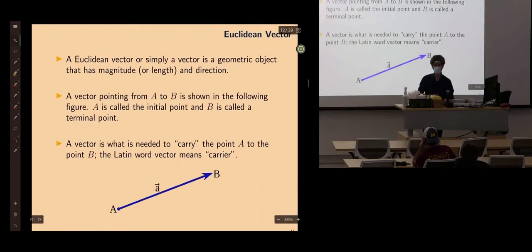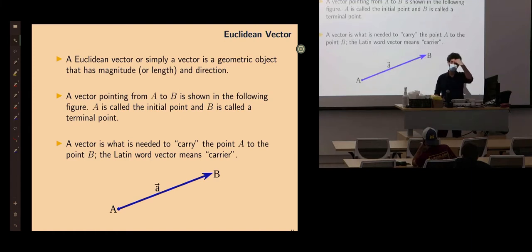All right, so let's call the previous examples points. We could identify each point in the space, whether 1D, 2D, or 3D, using 3 independent coordinates. Now let's talk about vectors. What is a vector? In particular, Euclidean vector.